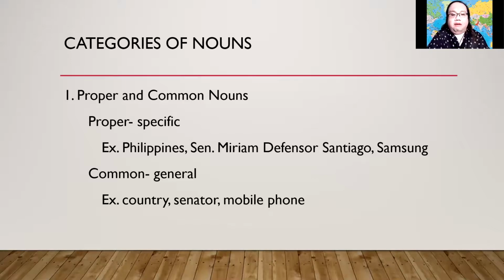I have examples here. For proper nouns, we have the Philippines, Senator Miriam Defensor Santiago, and Samsung. If we're going to convert that into common nouns, the Philippines refers to a country, Senator Miriam Defensor Santiago refers to a senator, and Samsung refers to a mobile phone. So when we say mobile phone, it can refer to any mobile phone in the market. But if I say I like Samsung, then I am specifying what or which mobile phone I actually prefer.